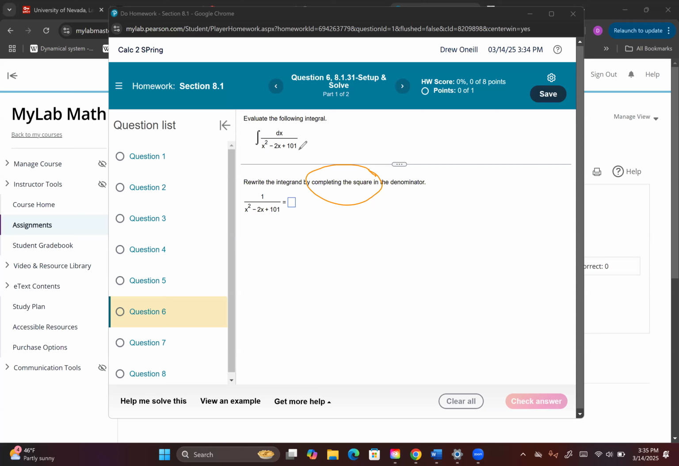So what they're asking us to do, and again, if you don't know completing the square, look it up, practice that. When you complete the square, as long as the number in front of x squared is 1, we're good, sort of. What we do is we focus in on the first two terms, the x squared part and the x part. And we divide that number in front of x by 2. So if you divide -2 by 2, you get -1. And then we square that.